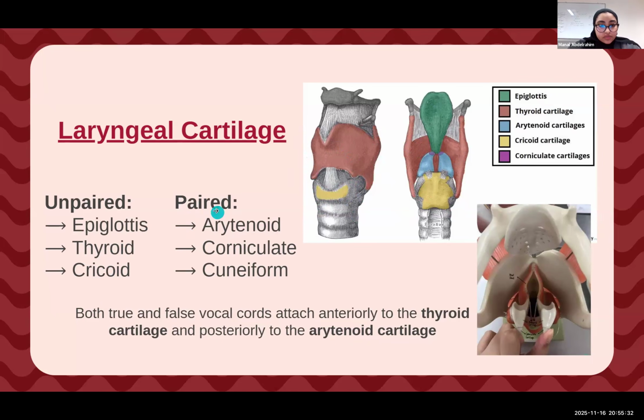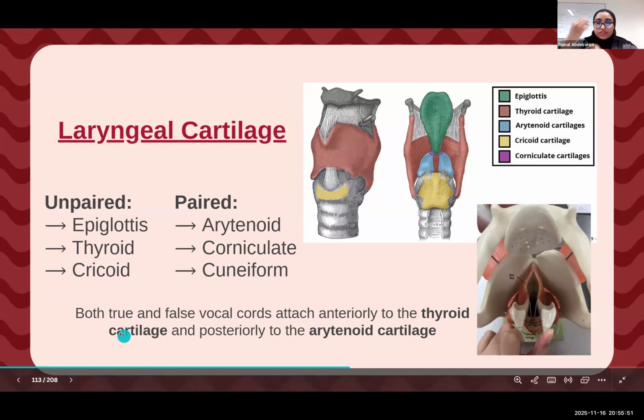Okay. For paired structures, we have the arytenoid, the corniculate, and the cuneiform. We'll talk about them more in a minute. Arytenoid is this blue part here, these 2. The corniculate are found on top of the arytenoid, and they're forming these tiny bumps. Cuneiform is irrelevant, don't even acknowledge this one. I don't even know where it is.